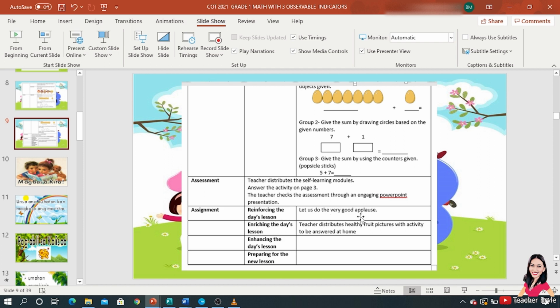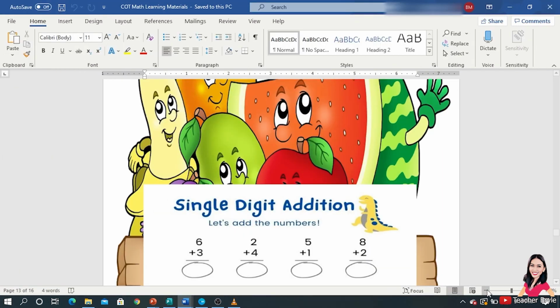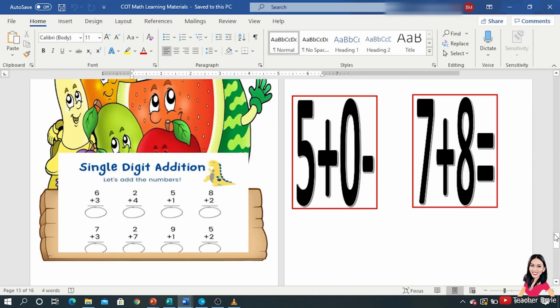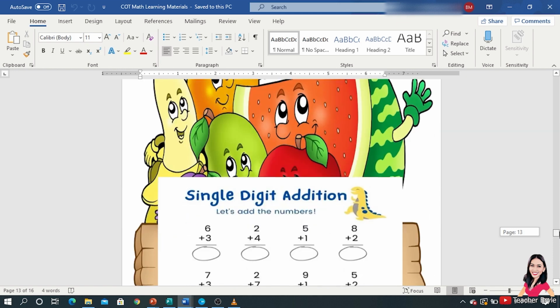Reinforcing activity, do the very good applause. Enriching the day's lesson, the teacher distributes healthy fruit pictures with activity to be answered at home. So, I give a learning activity to be answered at home.